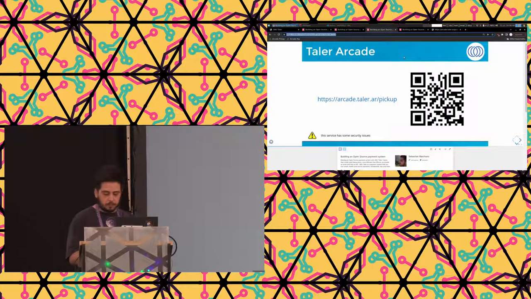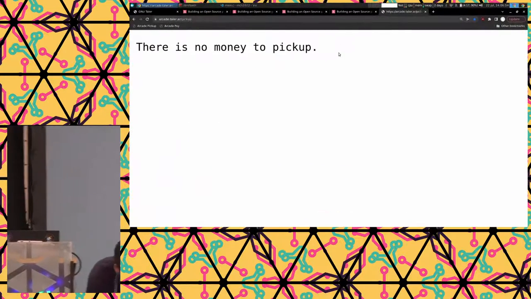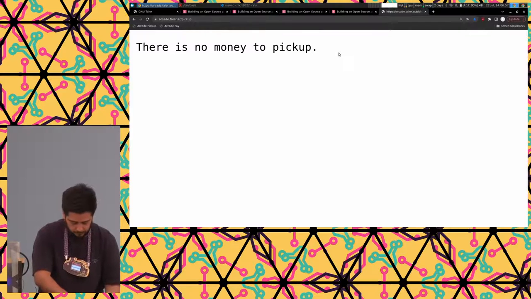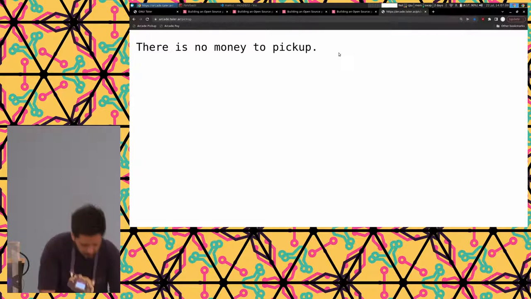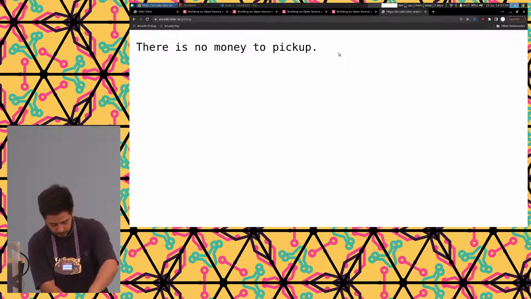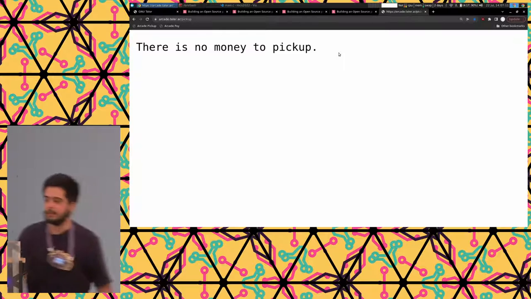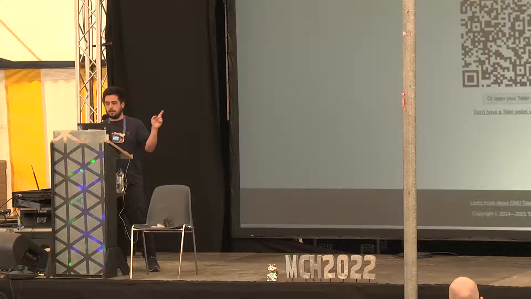Let me show you, for example. This is the arcade Taler pickup. There is no money yet. If I reload, there is no money. Then I'm going to insert some money here. It is validating the cash. If I insert some other dollars here, it won't read them. I'm going back. So now the server has 20 bucks. If I go to this page, it will redirect me to collect the tip.